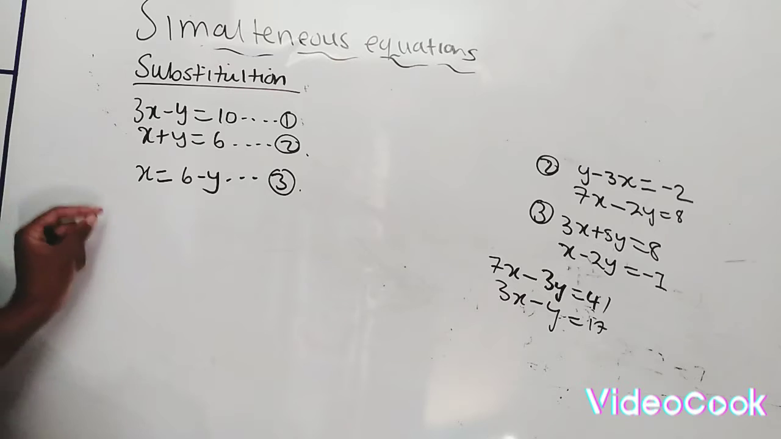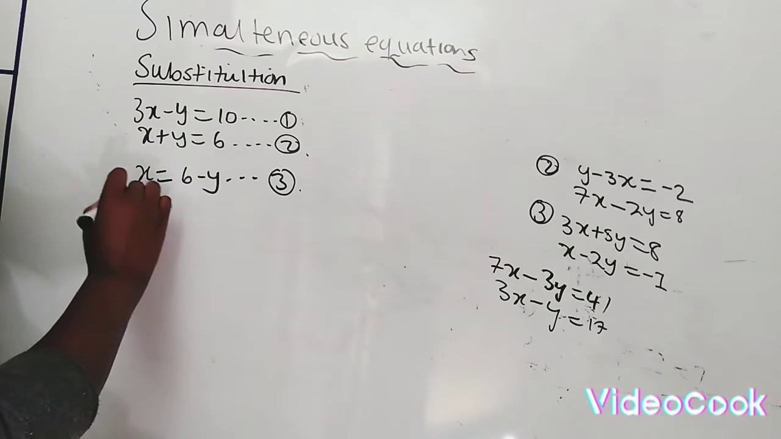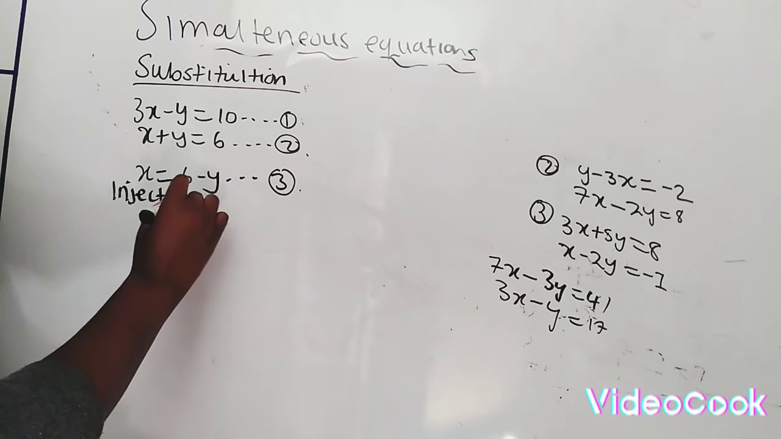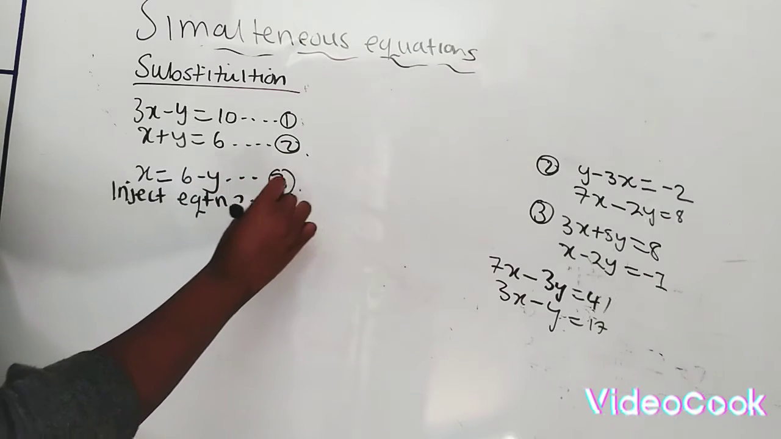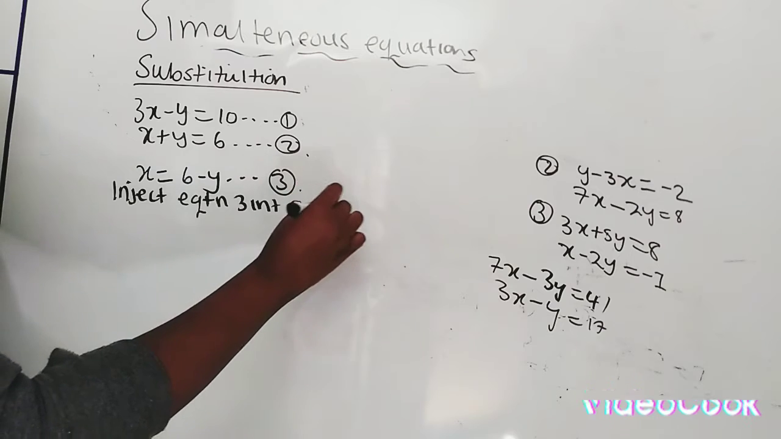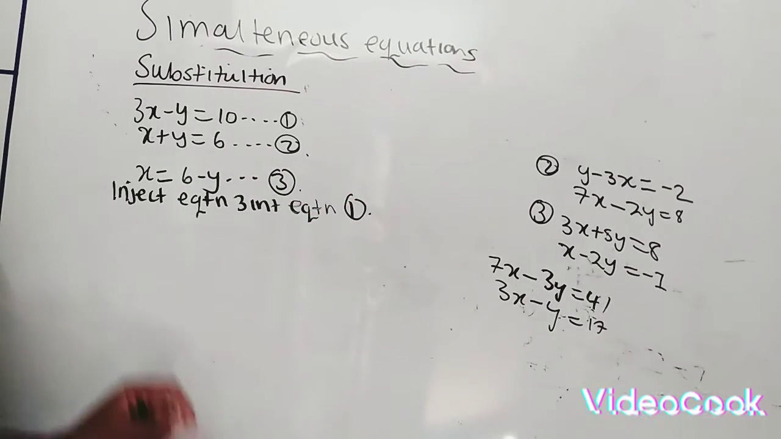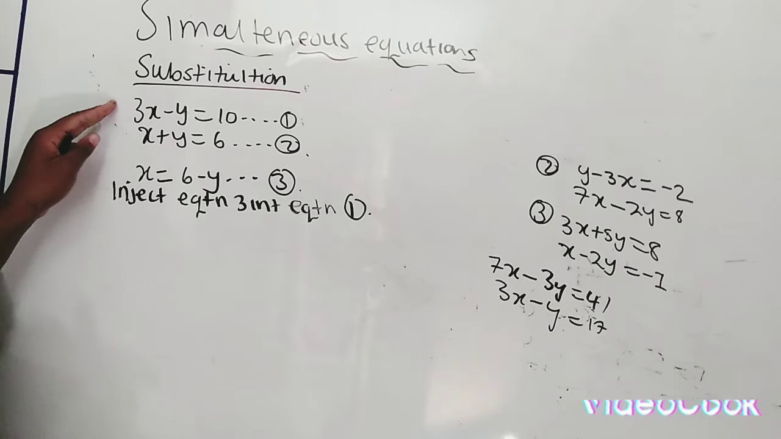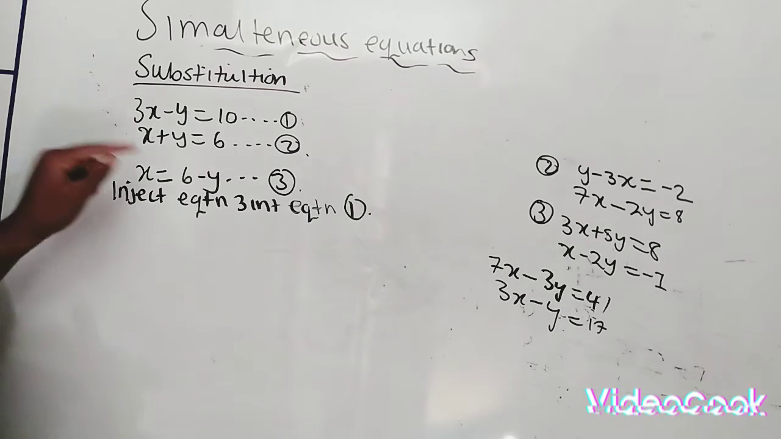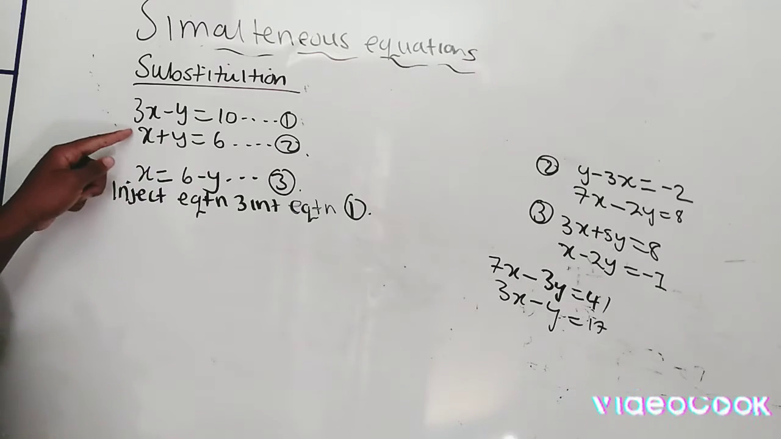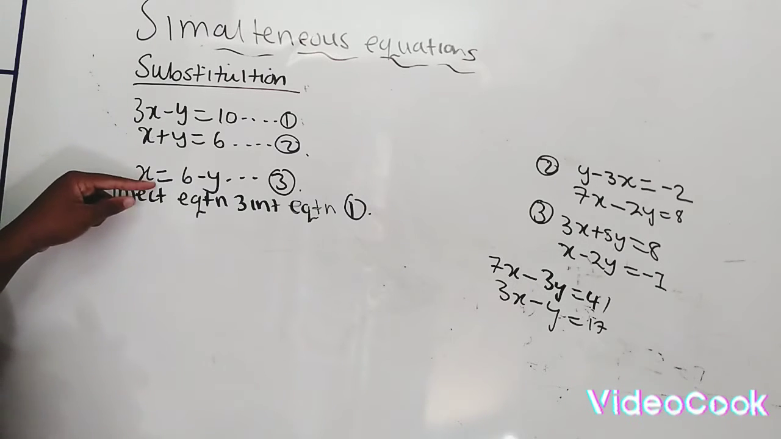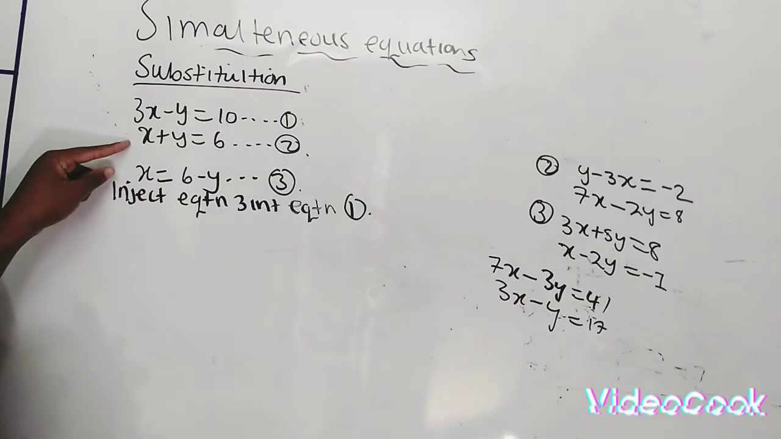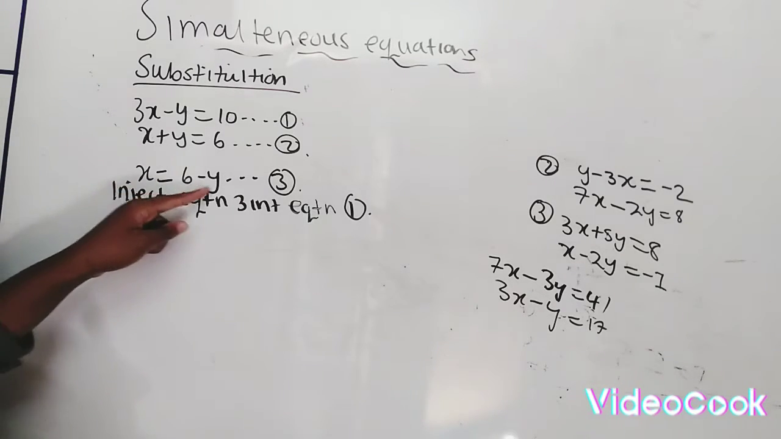So now, the next thing I want to inject equation 3 into equation 1. Take note, I'm not injecting it in equation 2 because I used equation 2 to form this equation. If I had used equation 1 to form equation number 3, I was going to inject it in equation 2, right? So now, in place of x, I'm going to write 6 minus y.